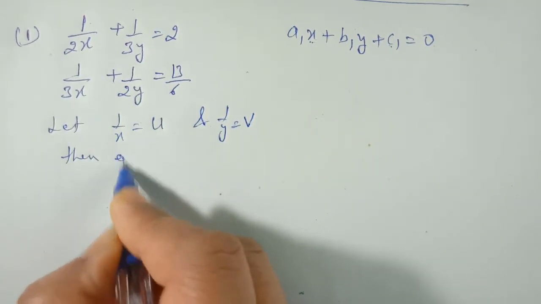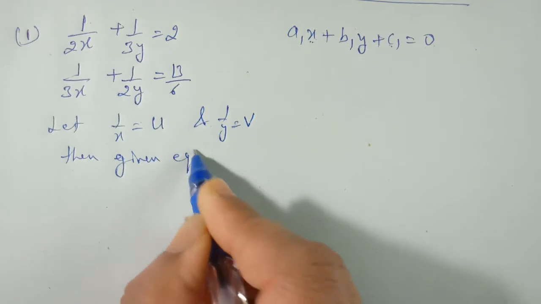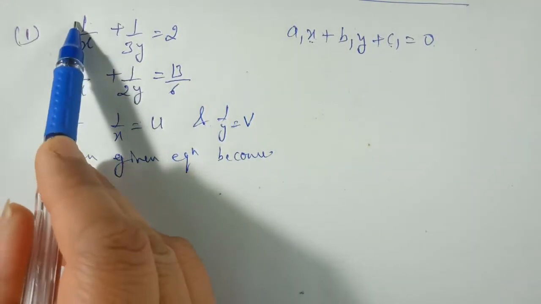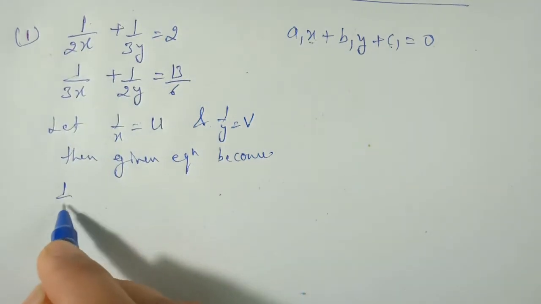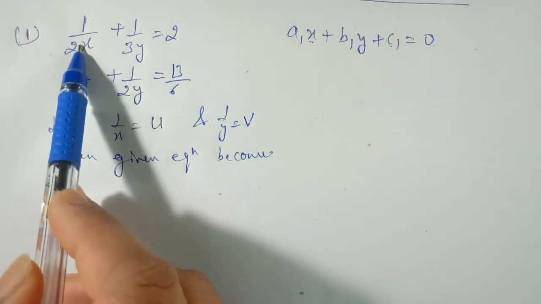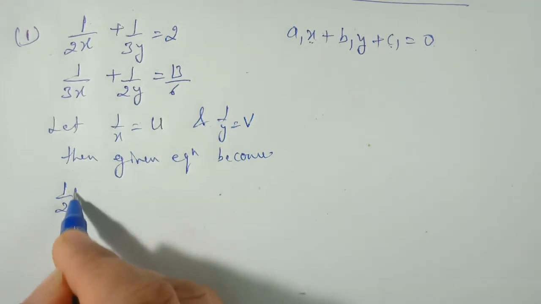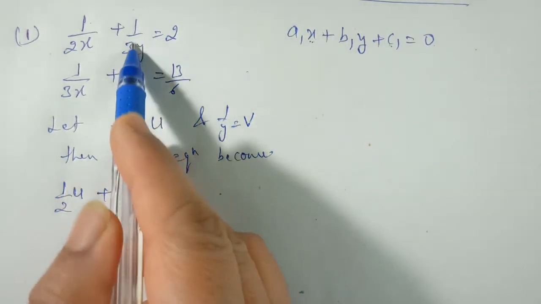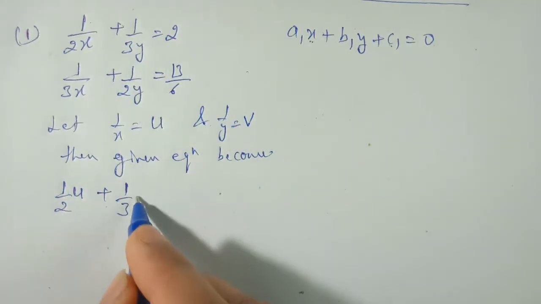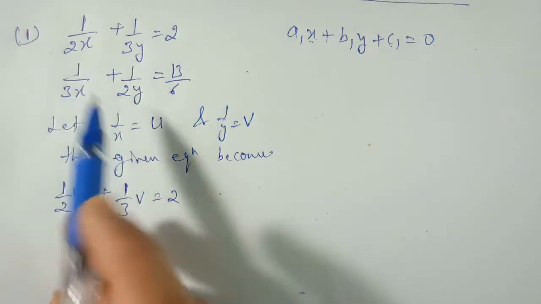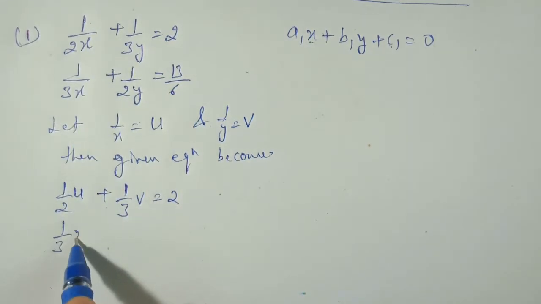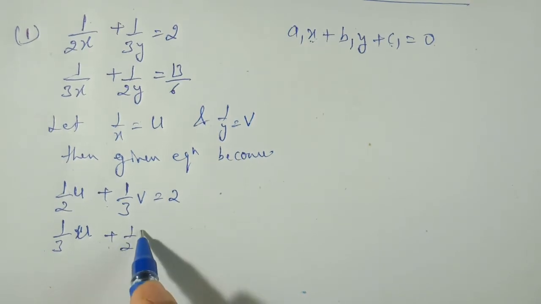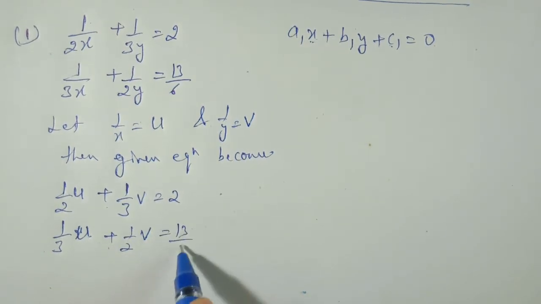Then the given equations become, now the number is 1 upon 2. First write the number 1 upon 2, and in place of 1 upon x, what do we have to write? u. So 1 upon x becomes u. Then for the other, 1 upon 3, and 1 upon y becomes v, equal to 2. The same way, the next equation we have to write is 1 upon 3u plus 1 upon 2v equal to 13 upon 6.